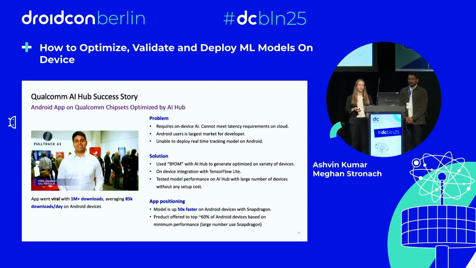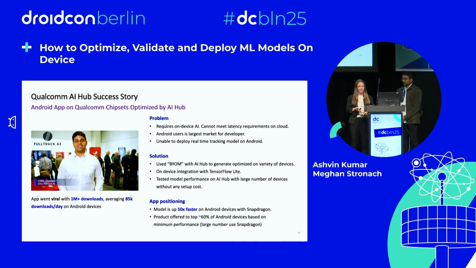But they ran the model through Qualcomm AI Hub using our Bring Your Own Model solution, and they were able to reduce the latency by 50x, which is pretty crazy. Obviously, they weren't using as efficient of a model because it was deployed in the cloud. But then when they optimized it through us, it was able to be deployed across Android devices.